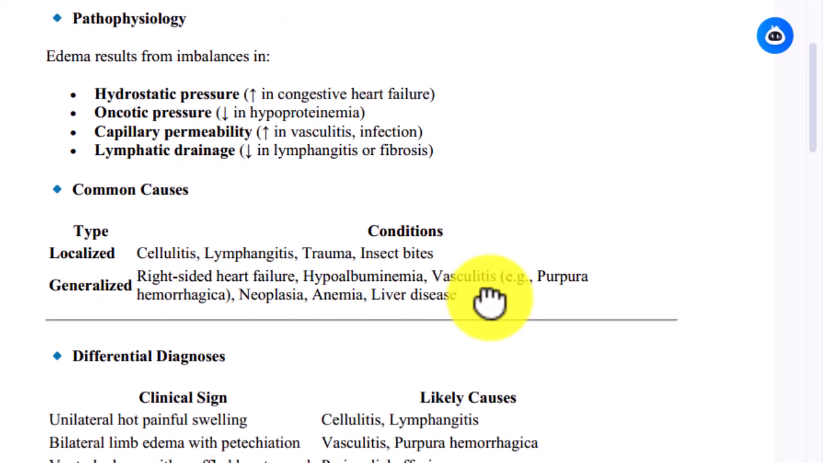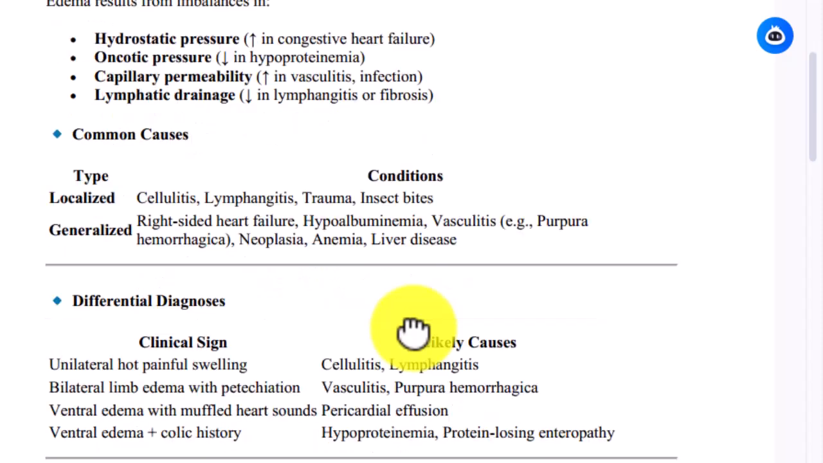Common causes. Localized: cellulitis, lymphangitis, trauma, insect bite. Generalized: right-sided heart failure, hypoalbuminemia, vasculitis, purpura hemorrhagica, neoplasia, anemia, liver disease.